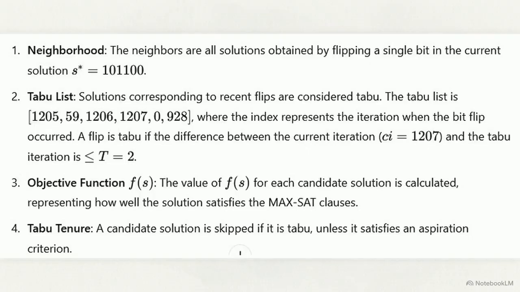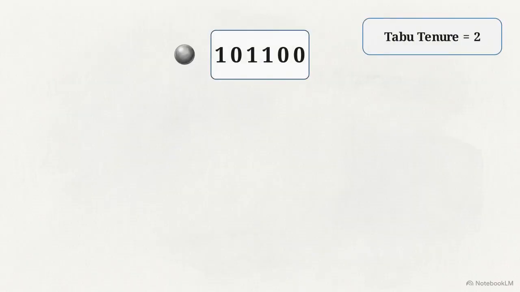Let's apply this to a max-sat optimization problem. Candidate solutions are binary strings, and we move by flipping a single bit. Our current solution is 101100. The tabu list array below it tracks exactly when each bit index was last flipped. Assume our tabu tenure is 2 iterations.